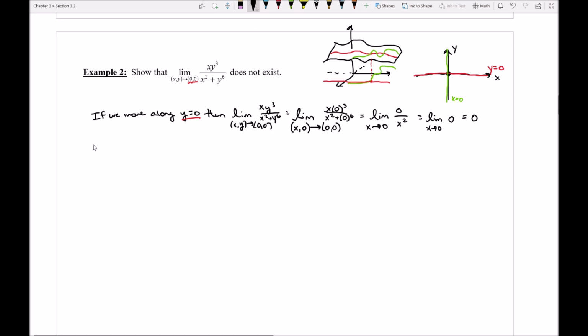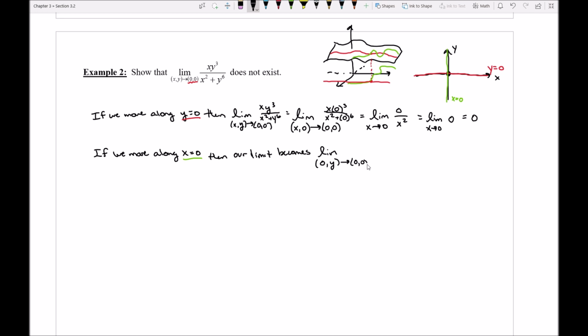But one thing that I might notice about this is I'm going to get a pretty similar sort of result. So I'll write here, if we move along x equals 0, my green path, then our limit becomes, and I can see immediately what I'm going to end up with here. I'm going to get 0 for the x, but y for everything else.